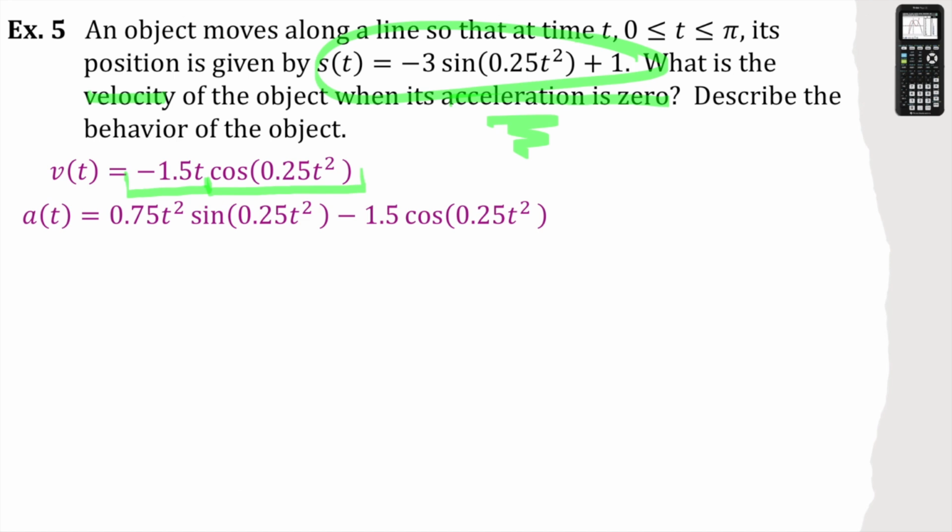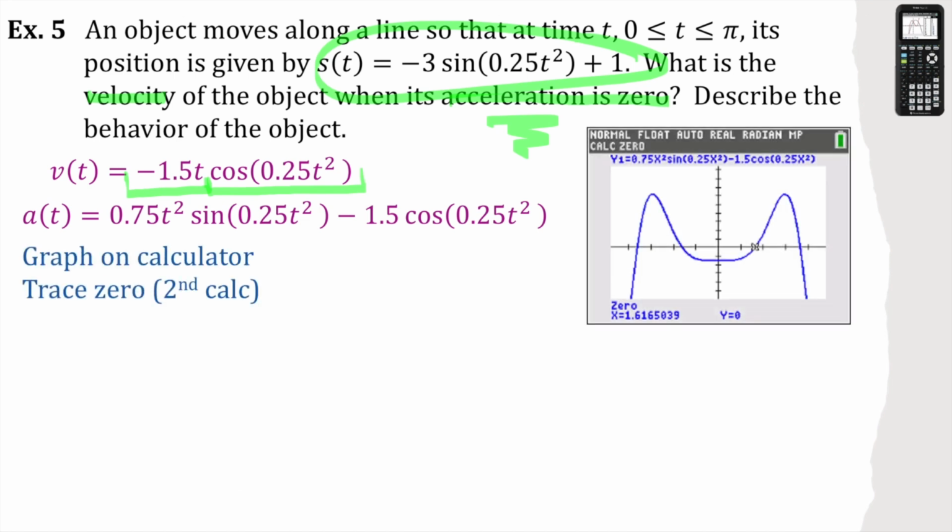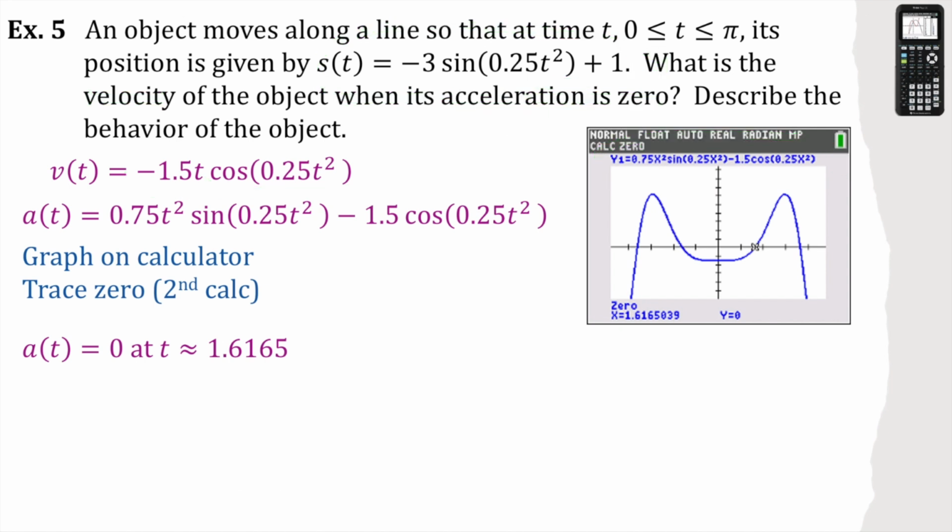Now when does that equal 0? In comes the calculator. Graph the acceleration function on your calculator, then trace the zeros. Again, put the acceleration function into the editor, and we know that acceleration is 0 at about 1.6165. Okay, so we found when the acceleration is 0.